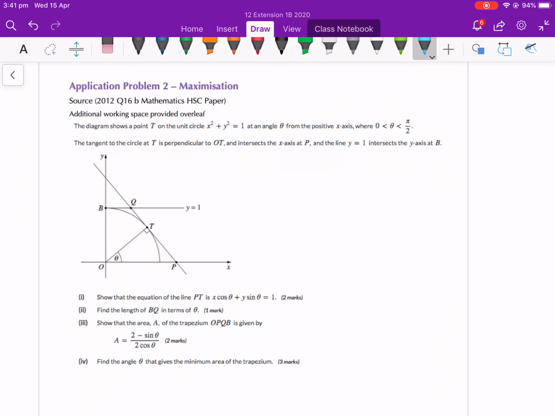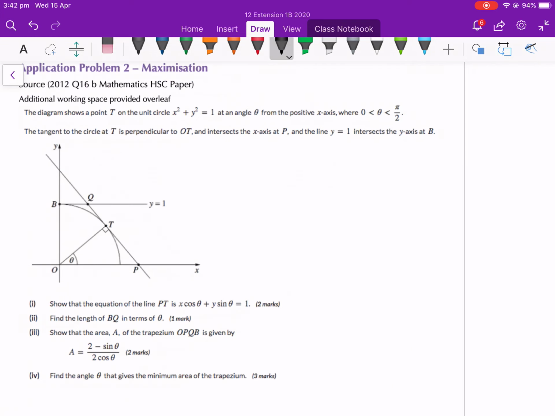It says the diagram shows a point T on the unit circle x squared plus y squared equals 1 at an angle theta from the positive x-axis, where theta is between 0 and pi on 2. Which tells us it's just in the first quadrant, which makes sense, imagining that our axes are the quadrants and our semicircle exists just in this first quadrant here. So therefore our angle is between 0 and pi on 2. It says the tangent to the circle at T is perpendicular to OT and intersects the x-axis at P, and a line y equals 1 intersects the y-axis at B. So there's a lot of information here.